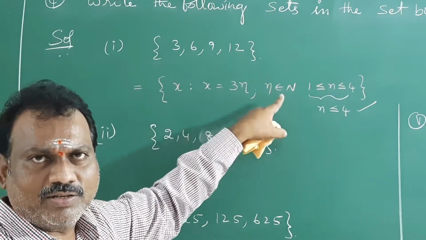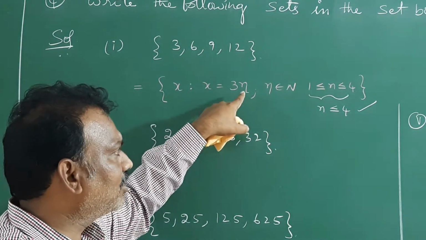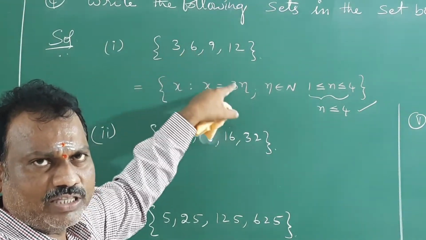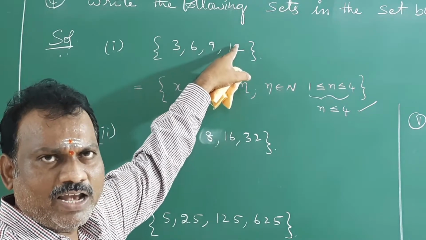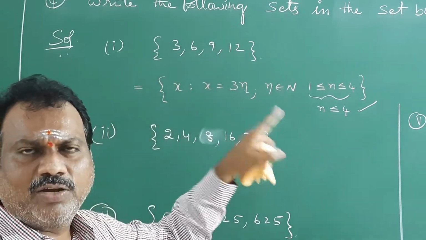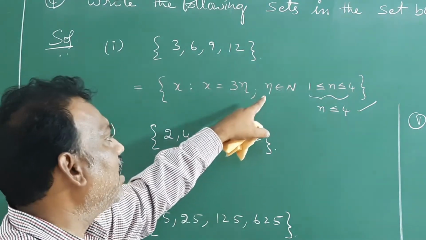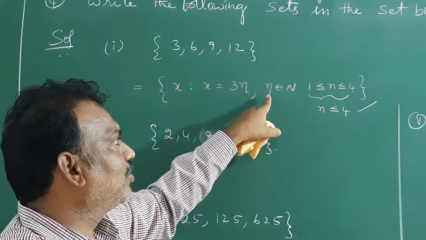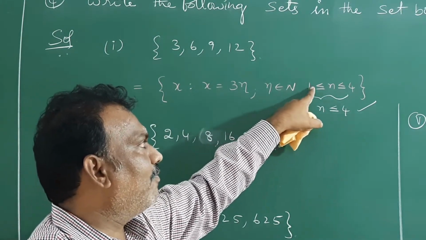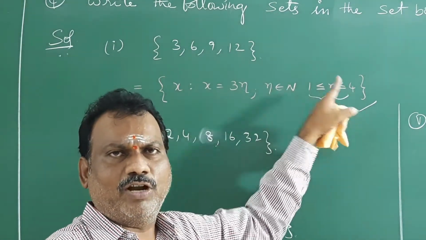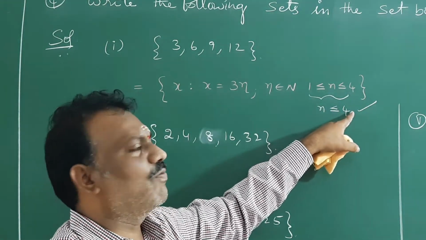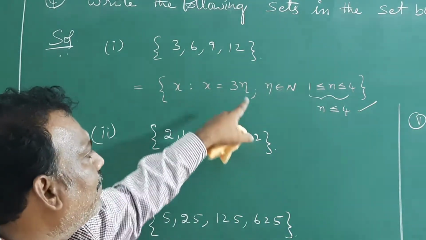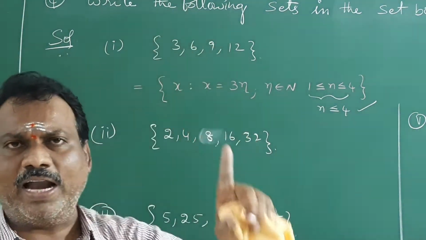This n belongs to which numbers? Why? Because in this n place we are going to substitute 1, and you will get the first value; 2, the second value; 3, the third value; 4, the fourth value. So 1, 2, 3, 4 belong to which number system? Natural numbers. That's why small n belongs to capital N. Then how many values do we have to take in natural numbers? In between 1 and 4, otherwise less than or equal to 4. Natural numbers less than or equal to 4 you have to take and replace in the n place. You will get the above answer.